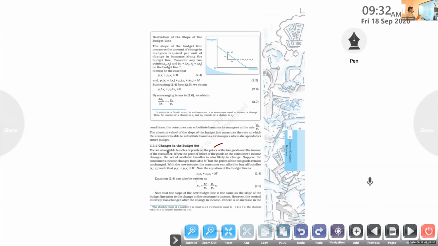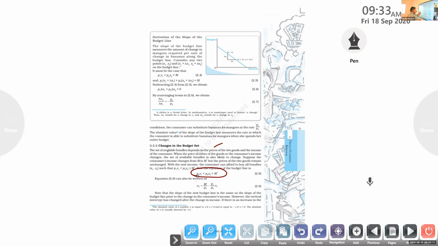Okay, so in the second situation, you can see that with the new income, the consumer can afford to buy all bundles X1 and X2 such that P1 X1 plus P2 X2 is less than or equal to M dash, the new income, with the same prices, no changes in the price. Clear? Now the equation of the budget line is P1 X1 plus P2 X2 is equal to M dash, clear? Here M dash is basically the new income. Okay, new income that may be increasing or decreasing, that we don't know.